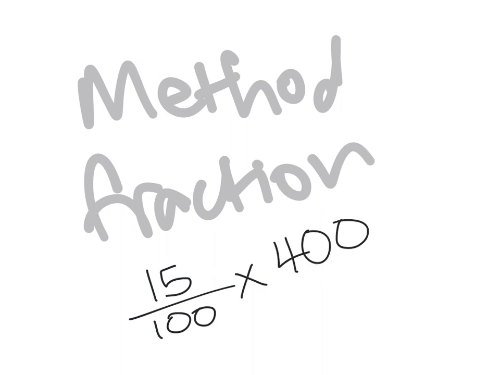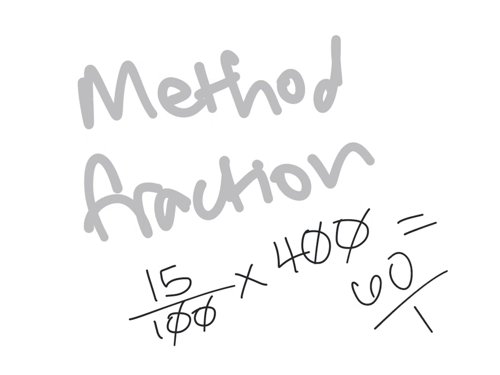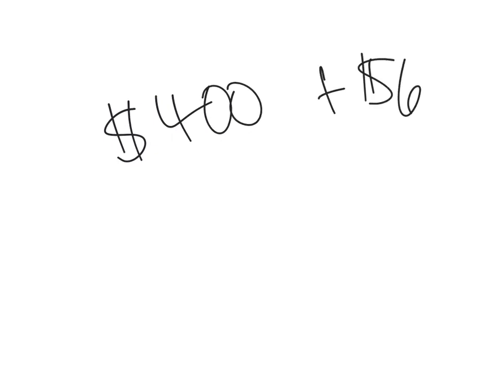Now we're going to look at the fraction method. So the fraction, we are going to have to put 15 over 100 because it's 15%, and of means to multiply, so I'm going to multiply it by 400. I can take off 2 zeros, so now we have 15 times 4 over 1, which equals 60 over 1, which is the same as $60. We get the same answer. So they started out with $400 per month, add 60, now they're paying $460.